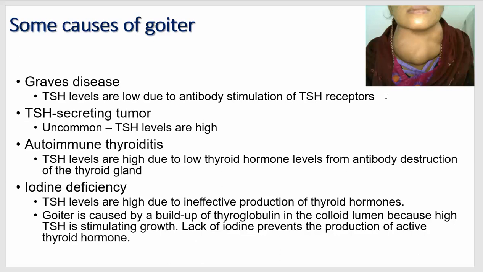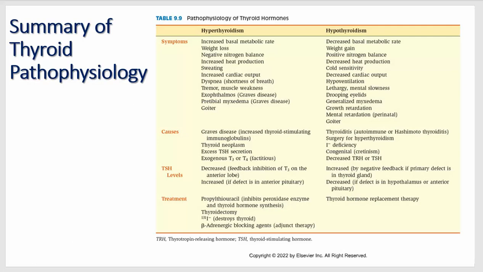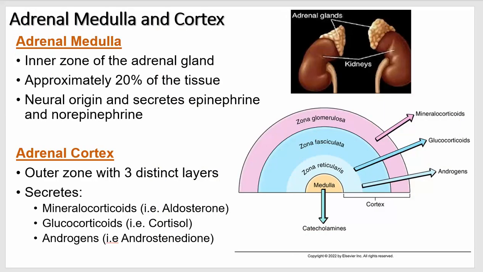And then I explained what I just went through. Goiter is caused by a buildup of thyroglobulin in the colloid lumen because high TSH is stimulating growth, but the lack of iodine prevents the production of active thyroid hormones. So you just have a buildup of the thyroglobulin. Okay, so this is an overview of hyper and hypothyroidism, and it mentions the TSH levels and most of what we just went through.